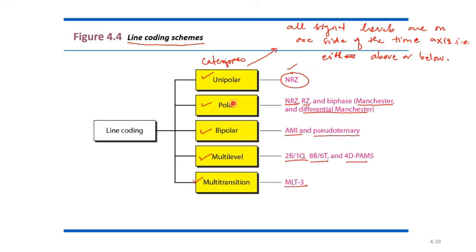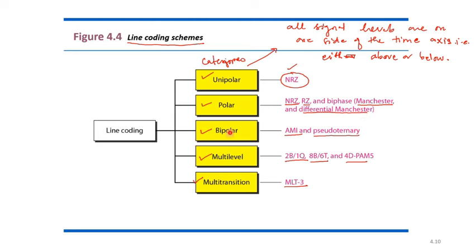The second one is polar. Polar means it will be using both positive and negative signals. It has the NRZ type, RZ type, and biphase. Biphase is of two different types, Manchester and differential Manchester. We have already seen that.